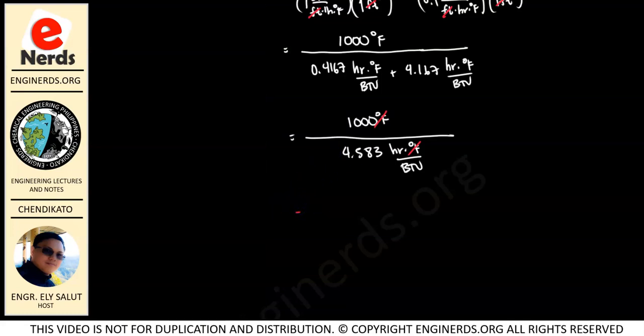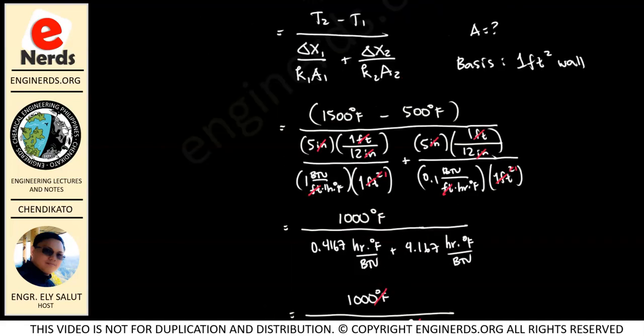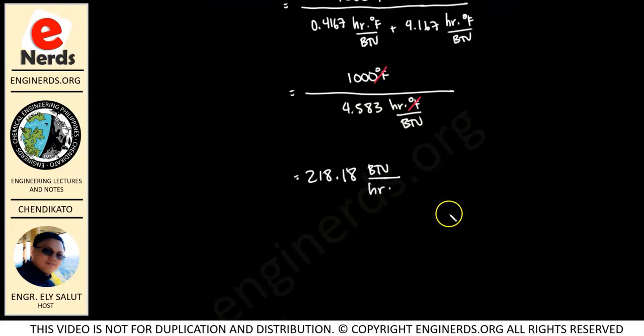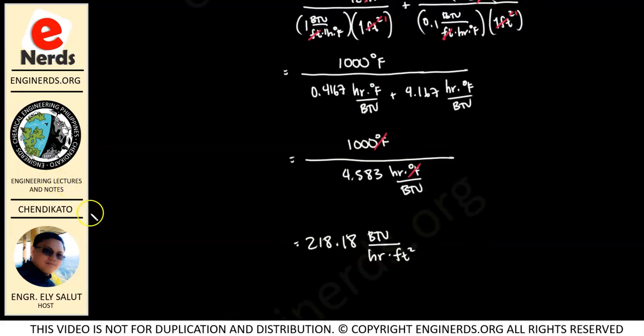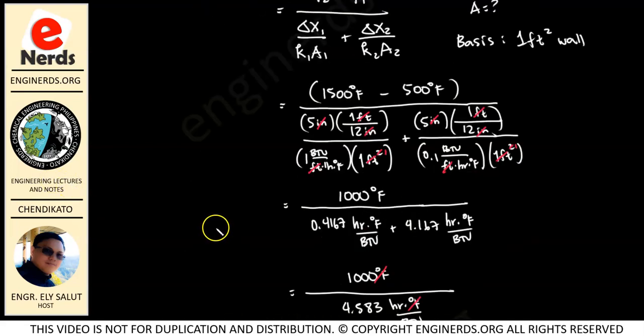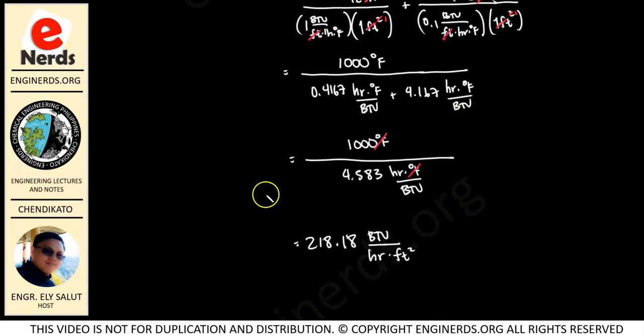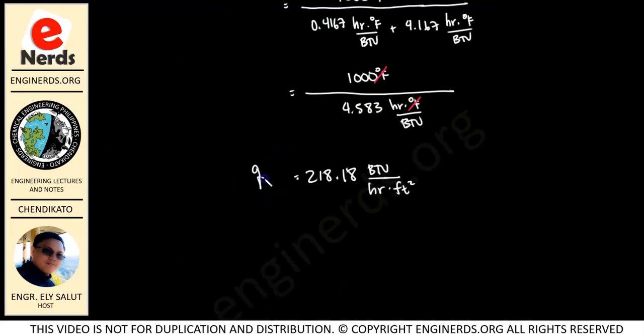Okay, sorry, 218.18, and our unit will be BTU per hour. Okay, but don't forget that our basis here is per 1 feet squared. So therefore, this will be for every 1 feet squared of our wall. Okay, so that means our Q total will be this one. And this is our final answer for this problem.